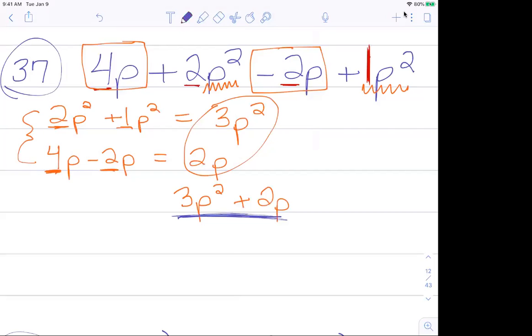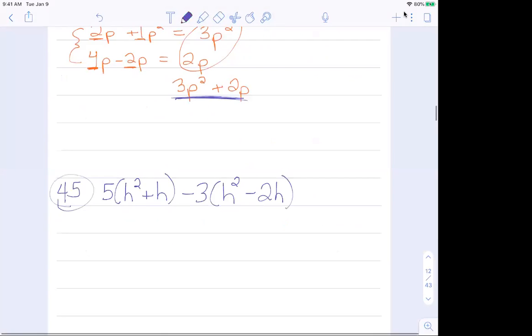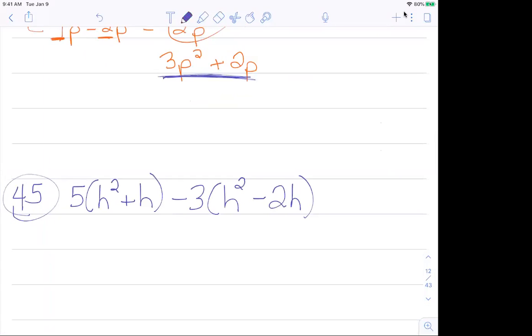So we're going to try and do that same thing for number 45. Looking at number 45, there are parentheses in this problem. And we need to focus on those parentheses first and think about what to do with those. Michael, what do you think we should do with those parentheses? Just distribute the 5. And what do you get when you distribute the 5? 5h squared plus 5h. And then what else would you do? Multiply the -3 with the h squared and -2h.